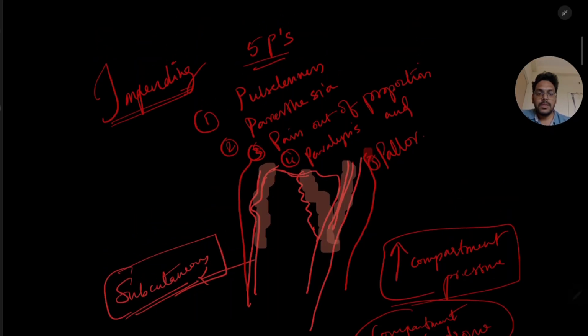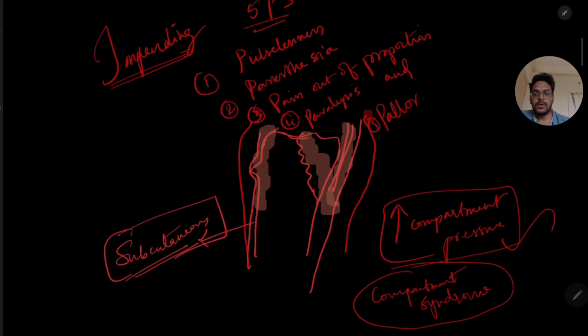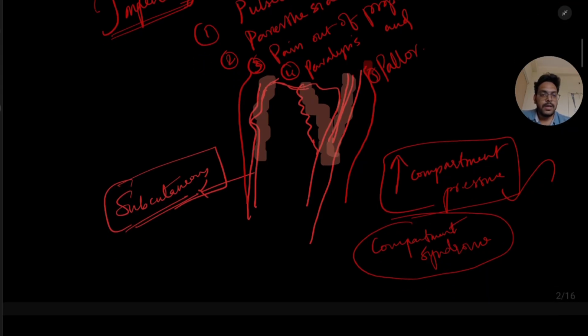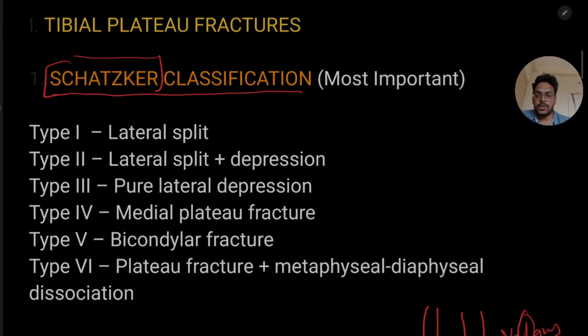So in the proximal tibia, there is more chance of compartment syndrome because it is a subcutaneous bone and doesn't have much surrounding soft tissue. So once the blood oozes from the fracture, it cannot escape into any area. It will start increasing the pressure within the proximal part of the leg. So it may lead to compartment syndrome.